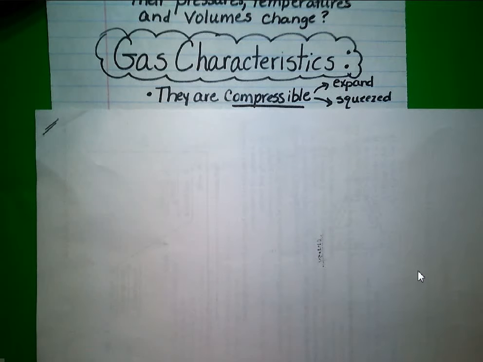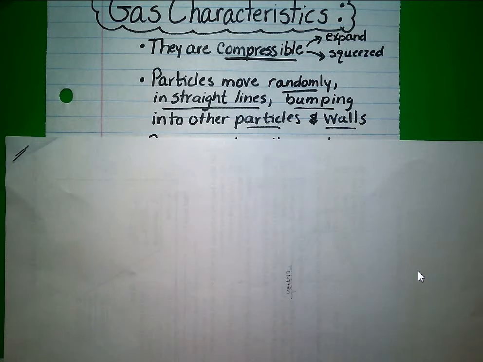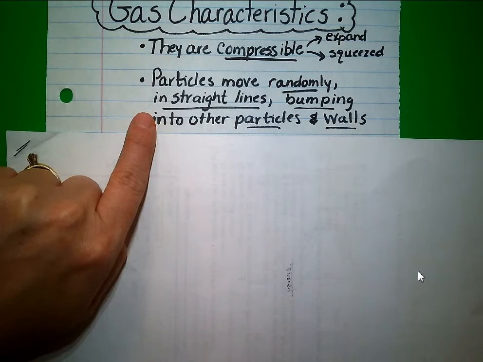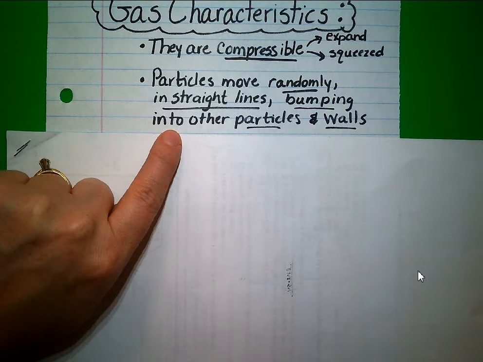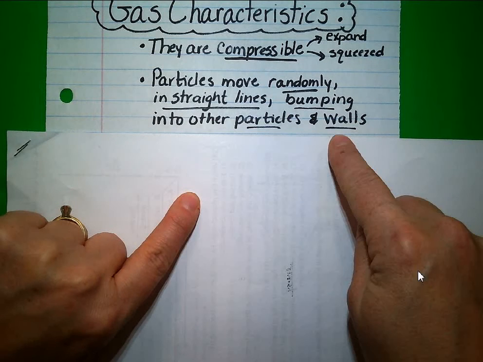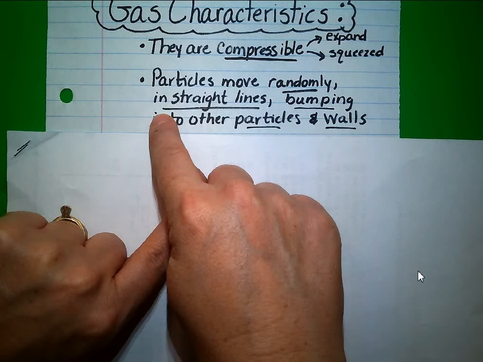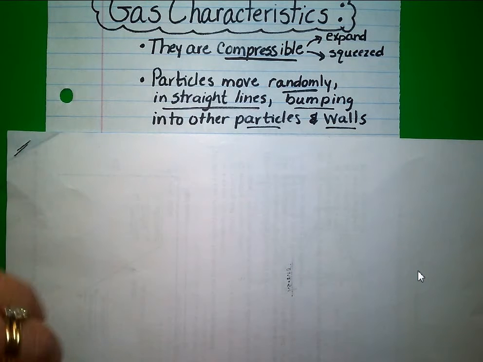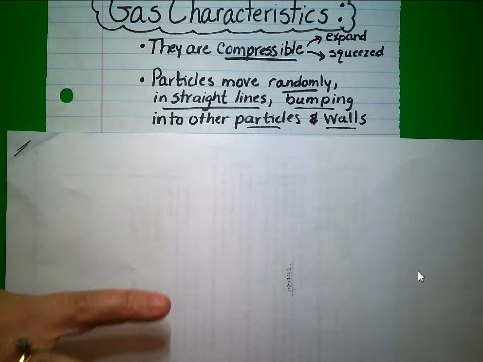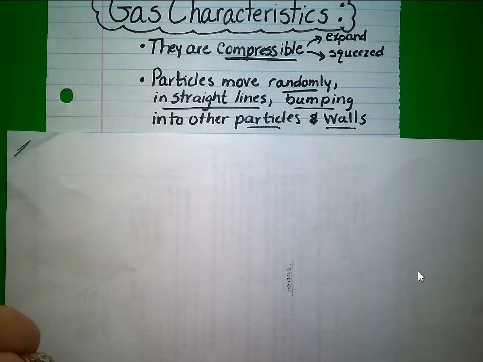And then particle movement. They move randomly in straight lines, and they bump into other particles and they bump into the walls. So they go here and they bump off the wall, and they ricochet back this way, and they go back and forth. So they aren't moving in curlicues like a butterfly flies all over the place. They are random, but they are moving in straight lines. So that's something to think about.